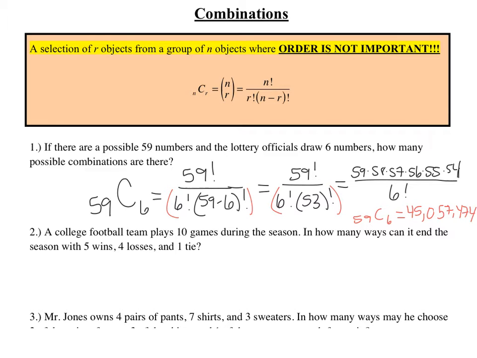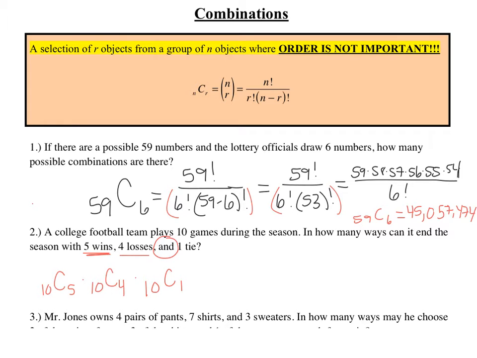Number 2, a college football team plays 10 games during the season, and how many ways can it end the season with 5 wins, 4 losses, and 1 tie? Okay, well, so for the wins, we'd have to take those 10 games and choose 5 of them. We also want 4 losses, and this is an and case. We want all of this to happen at the same time, essentially, in the same season. So we also need 10 choose 4, and we're going to multiply because we want it all to happen together. Then from those 10 games, we also need to choose 1 of them for a tie.